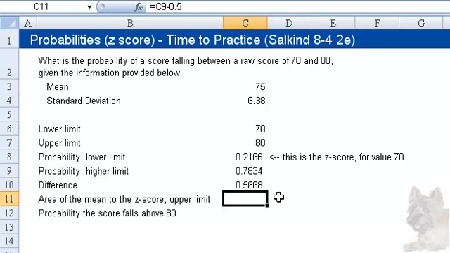Okay, now if you were concerned with the area of the mean to the z-score, what you would do is take the upper limit, the 78.34, and subtract 50%, because remember the mean is at the halfway point, or 50%. Okay, and the probability that the score falls above 80, you would take 1 minus the cumulative probability of the higher limit, and that comes up with about 22%, or 21.7%.